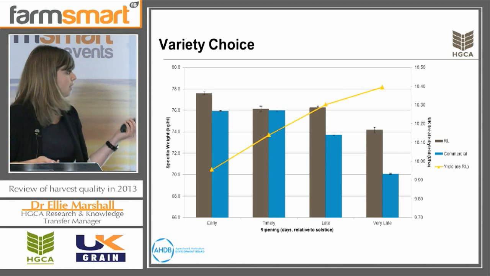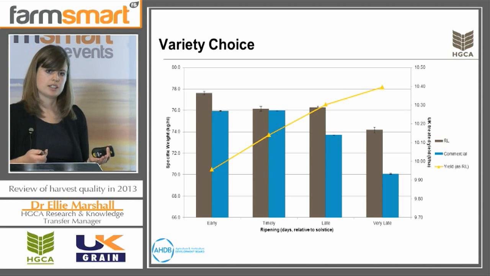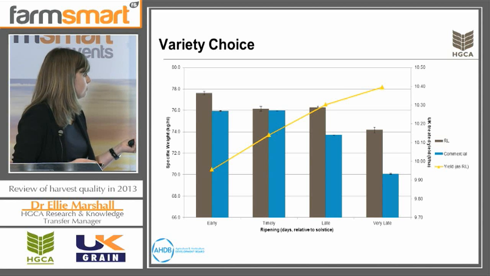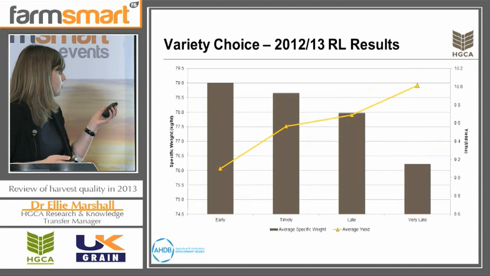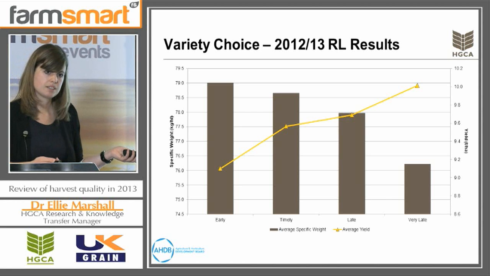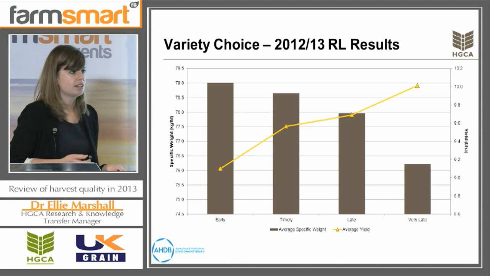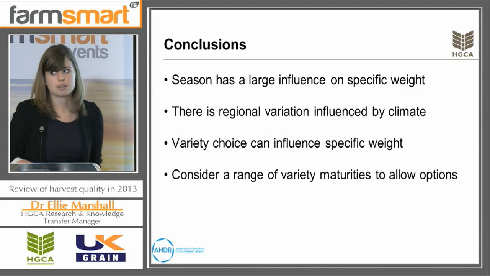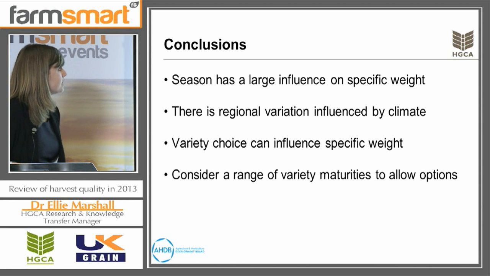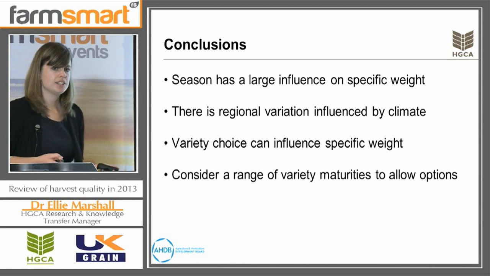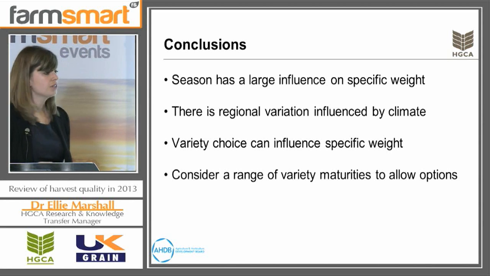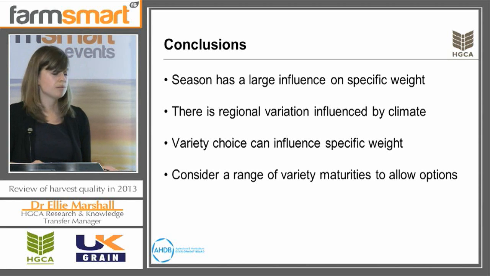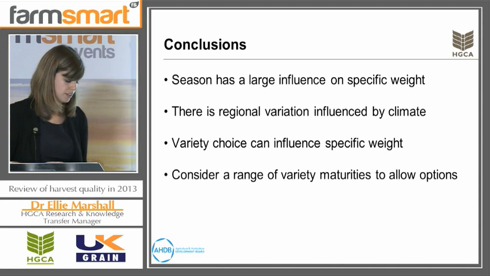As I said before, these are averages and this doesn't only happen in good years or only in bad years. And looking at provisional RL data this year, we see that the trend still exists, going from early ripening varieties to later ripening varieties, a decreasing specific weight and an increase in the average yield over the varieties. So just to summarise some of this work with the specific weight, you see that season can have a large influence, as can the region, and these are both influenced by the different climate. Variety choice can influence specific weight, and this is something that growers can change, perhaps by considering a range of variety maturities to give yourself options at the end of the harvest.